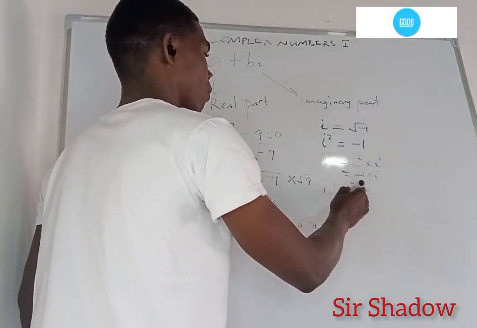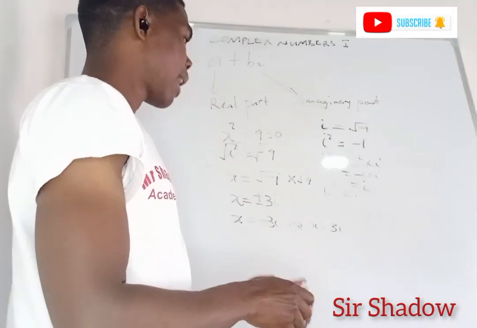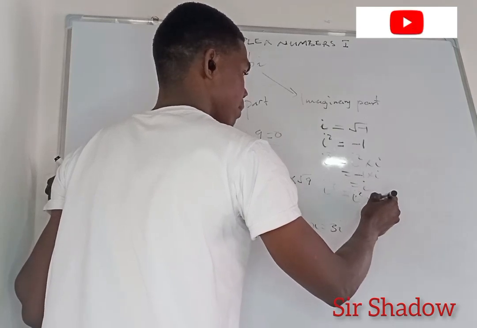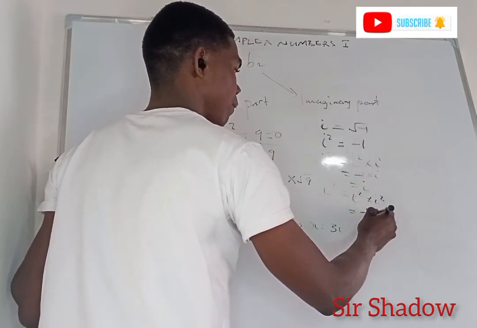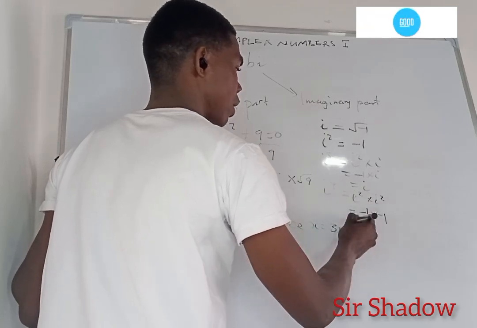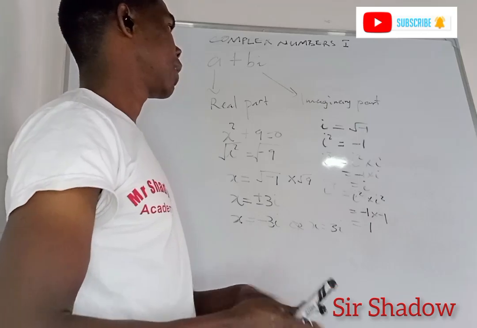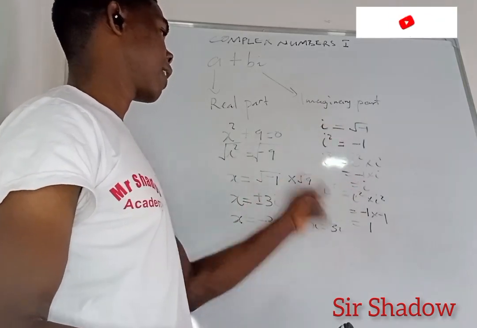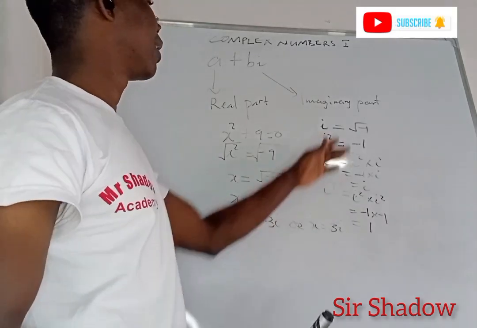Also, i to the power of 4 is the same as i squared times i squared. But i squared is negative 1, so negative 1 times negative 1 is equal to 1. Then we proceed from there: i squared, i power 3, i power 4, i power 5, i power 6, i power 7, i power 8, i power 9, and so on.